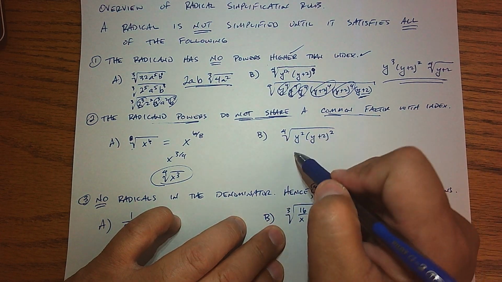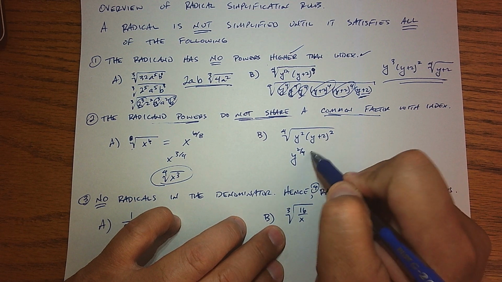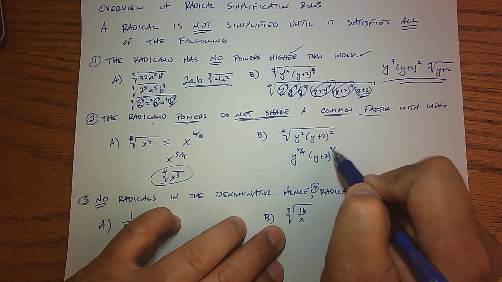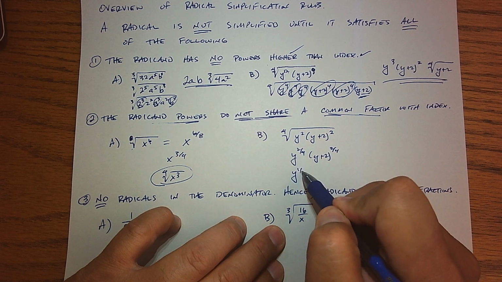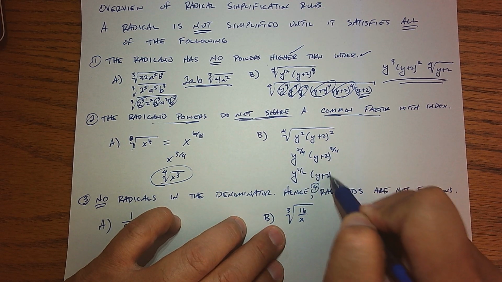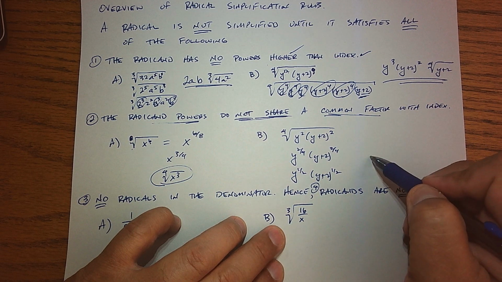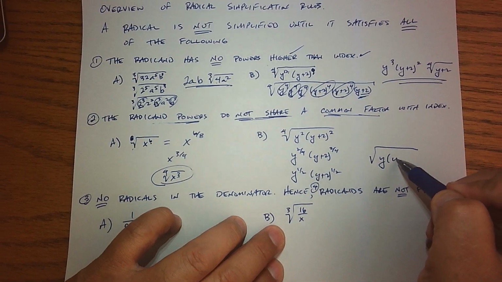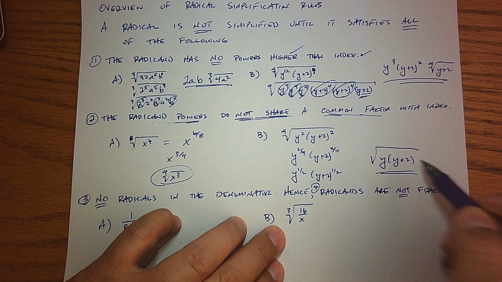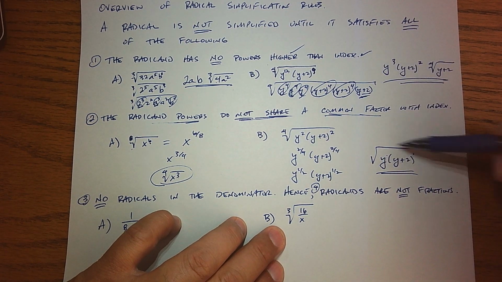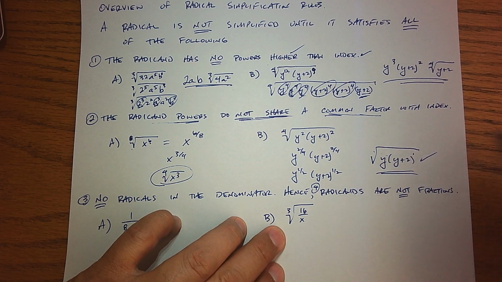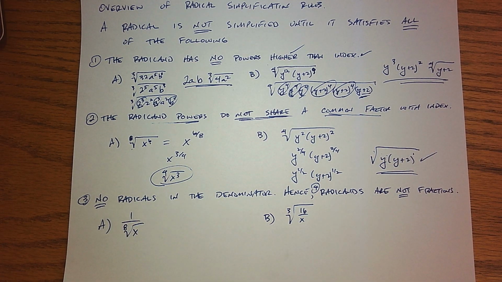So officially, again, we're talking about y to the 2/4 and y plus 2 to the 2/4, right? Because that's what that essentially becomes. And so we're looking at y to the 1/2 and y plus 2 to the 1/2. So essentially, we're talking about the square root of y and y plus 2. So now we satisfied both conditions. The power is 1, so that's less than the index, and 2 and 1 don't share any common factors. So that is now simplified.